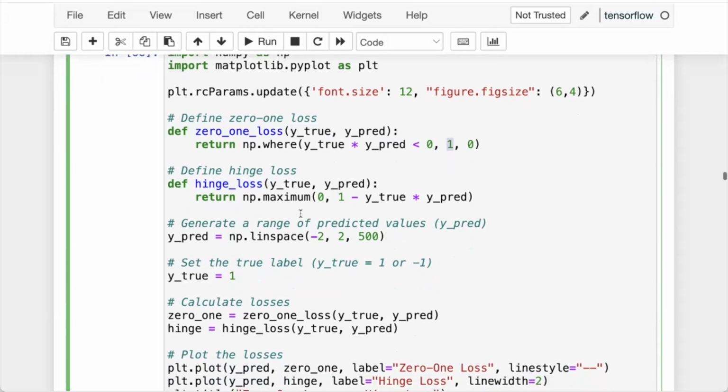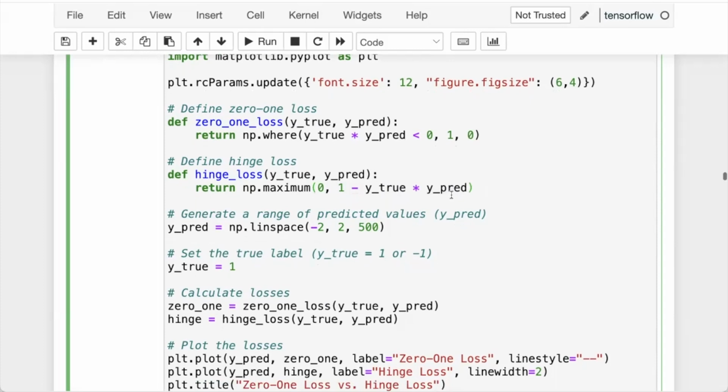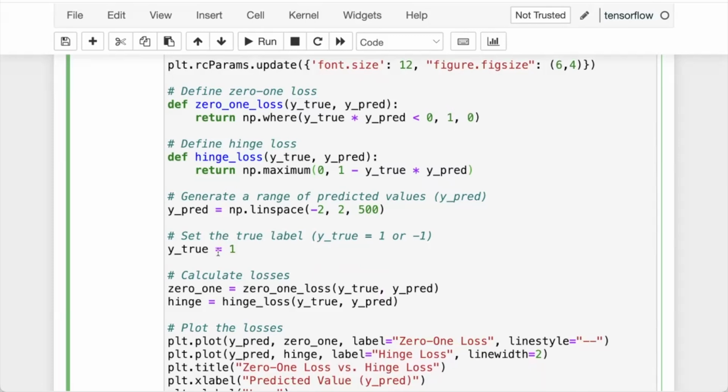However, for the hinge loss, it's a little bit different. It's the maximum of 0 and 1 minus y true times y pred. And therefore, this is not just restricted to return 1 or 0. The output of this can be any real-valued number. Now, to be able to plot this, obviously our y true is 1 or -1. Here we assume that it's 1.